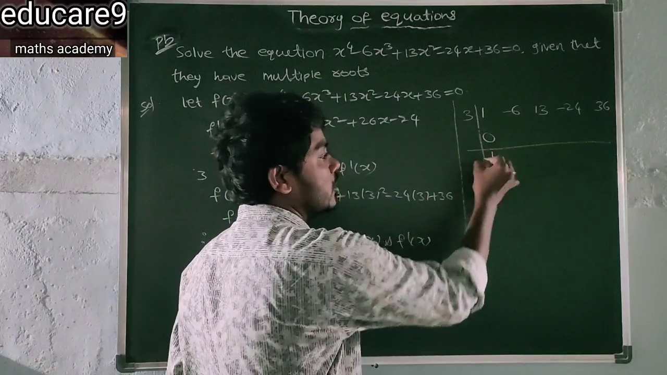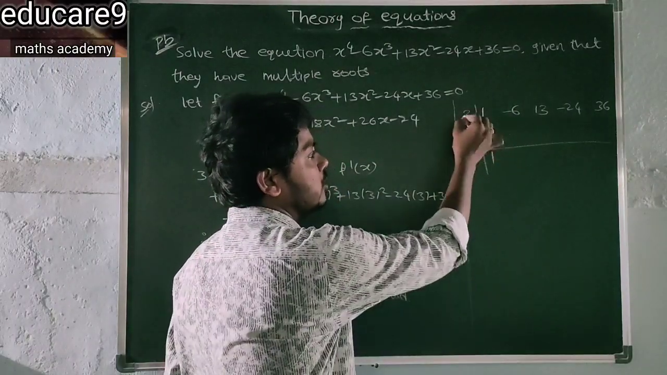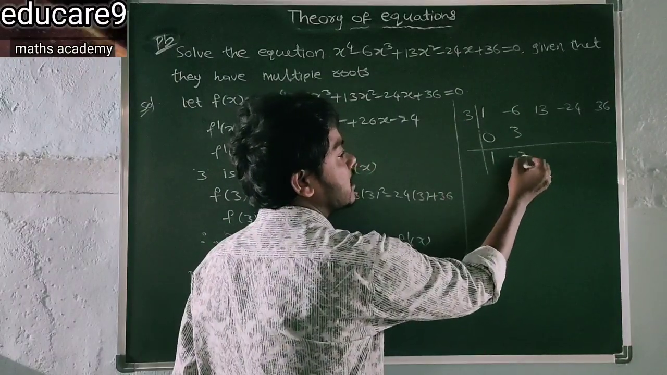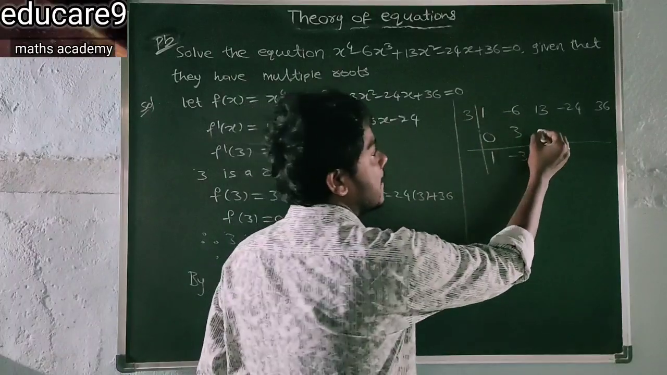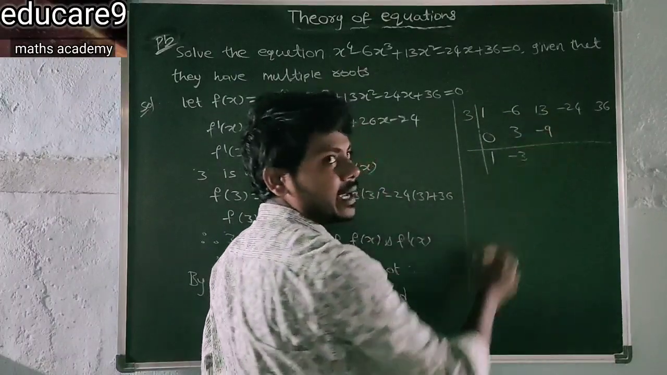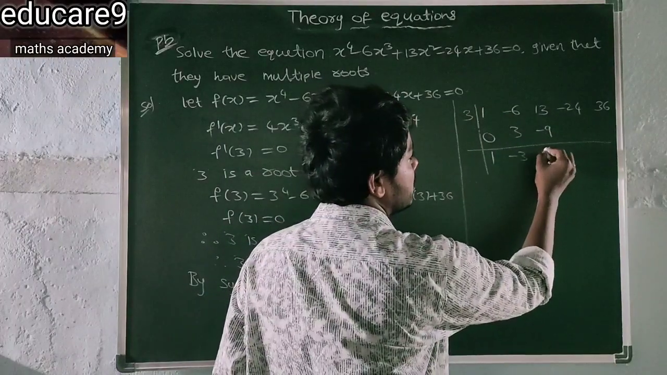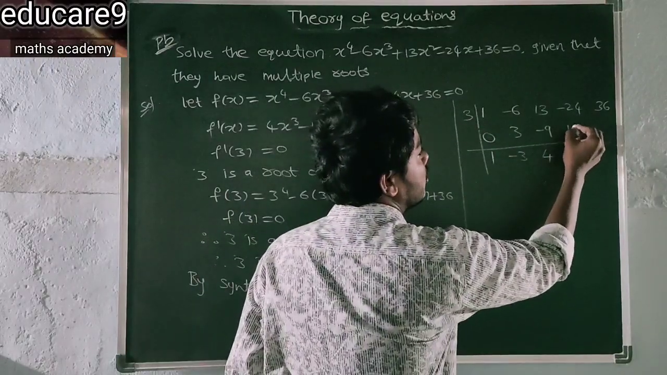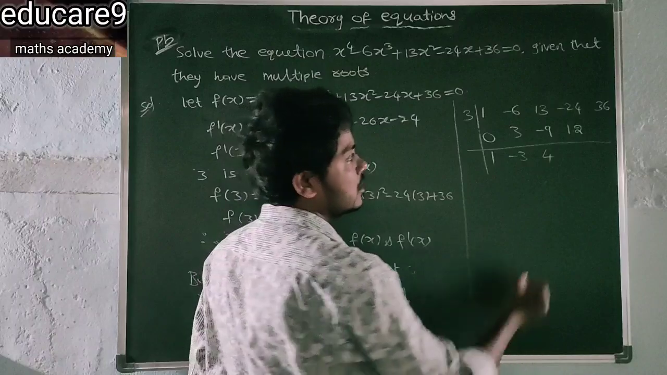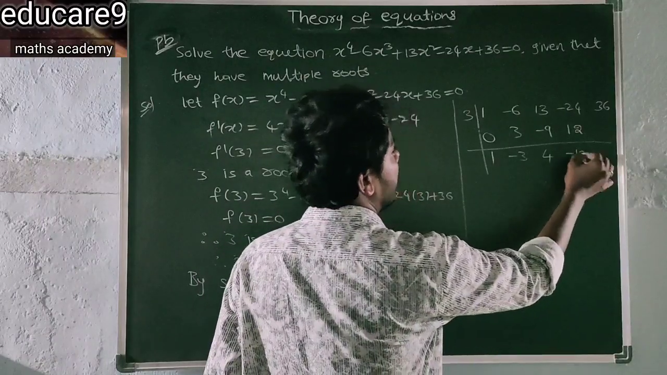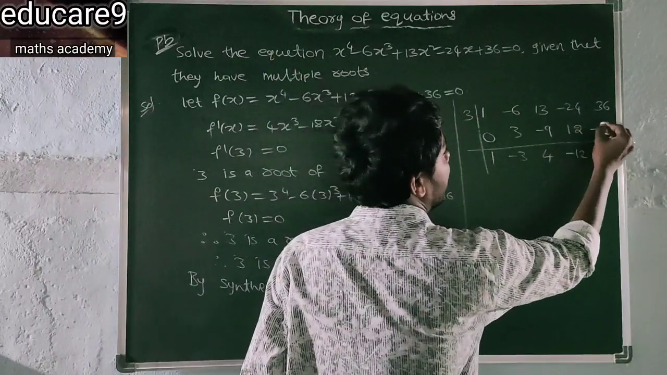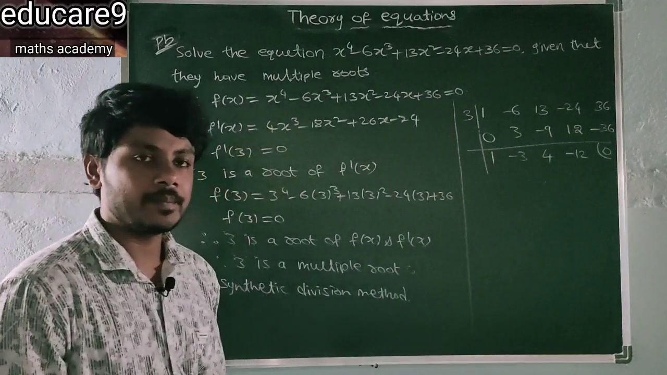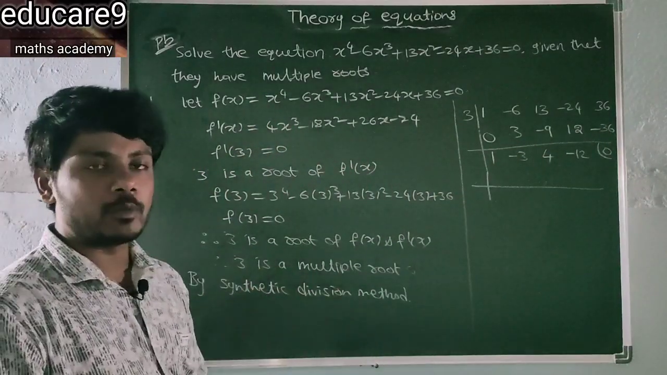Put 0 in the first place. Add these 2, you get 1. 1 into 3, 3. And add these 2, minus 3. Minus 3 into 3, minus 9. 13 minus 9, how much? 4. So 4 into 3, 12. This is minus 12. Minus 12 into 3, minus 36. So it becomes 0. Clearly here 3 is a multiple root.